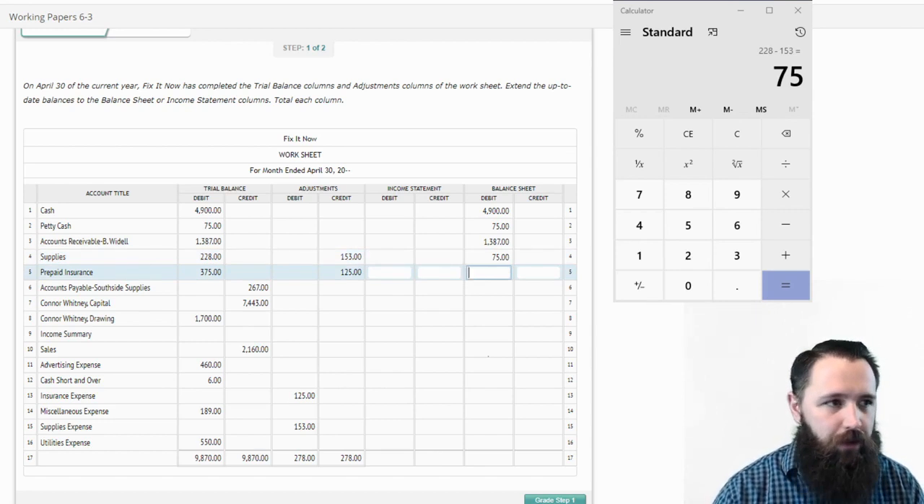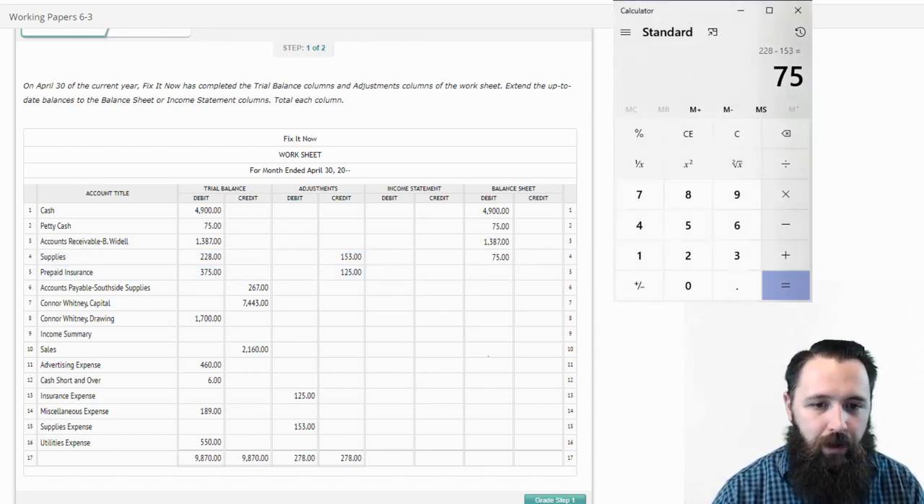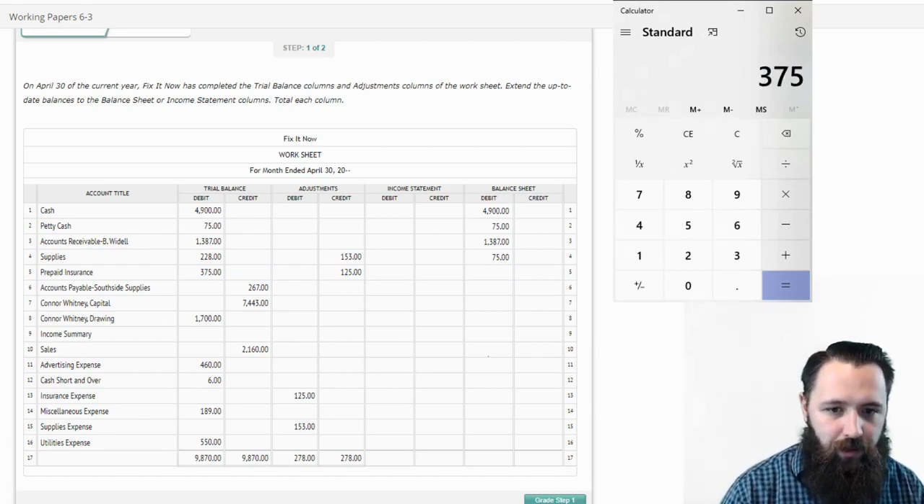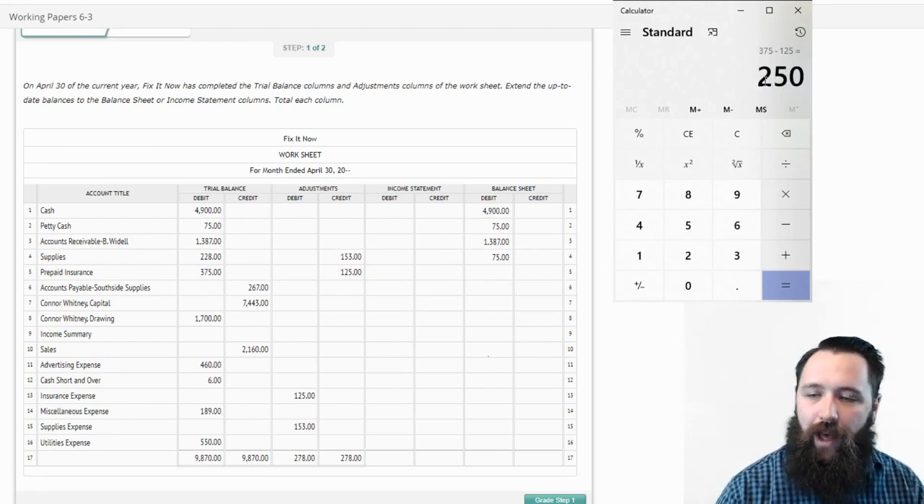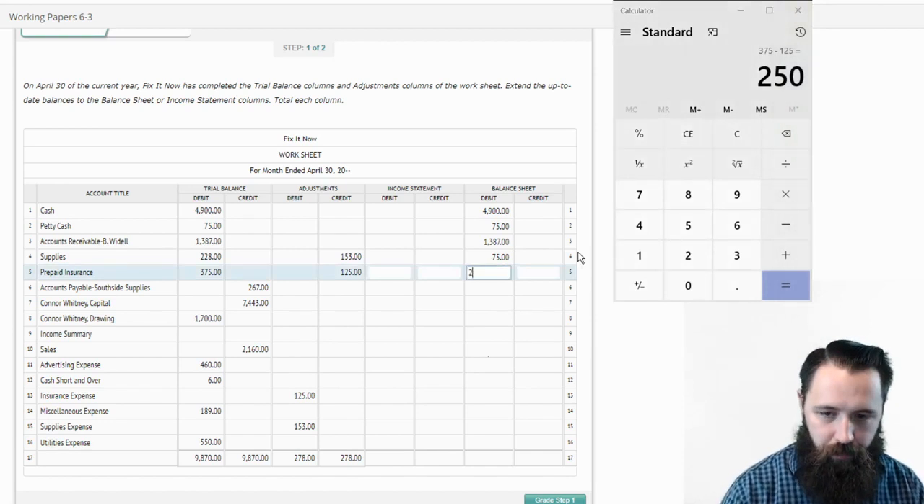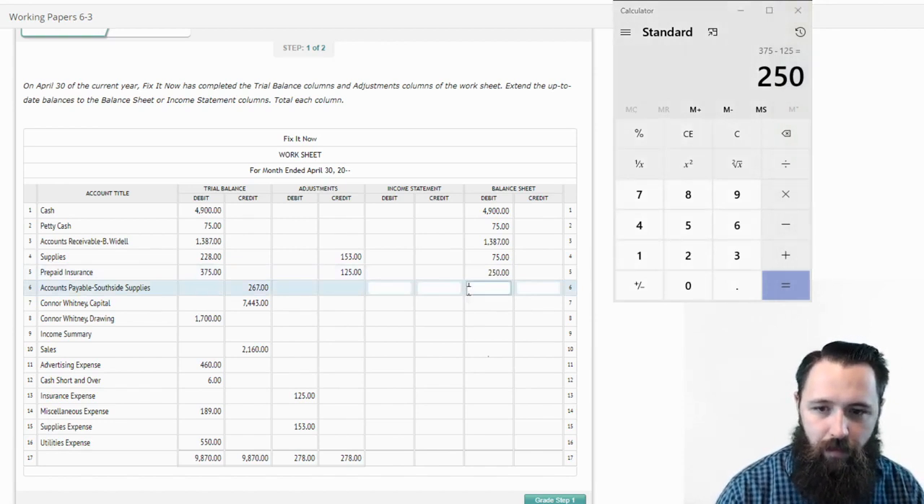Next, we have prepaid insurance. So let's go ahead and calculate out this adjustment. We had $375 as a debit. We're going to subtract $125 credit, and we're going to have a balance of a debit of $250. Okay, so we're through all of our assets.